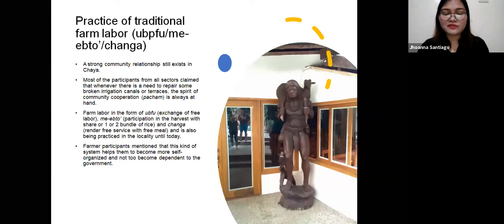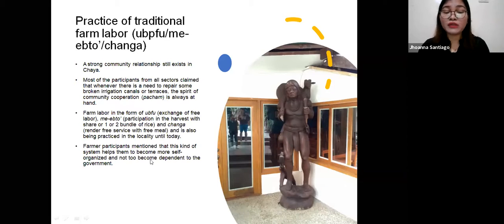Another important resilience building strategy in Chaya is the practice of traditional farm labor. In Chaya, there is still a strong community relationship, and whenever there are damages that need to be repaired, especially during typhoon or any kind of disaster, the spirit of community cooperation, or what they call pacham, is always at hand. In Luzon, we call it bayanihan.